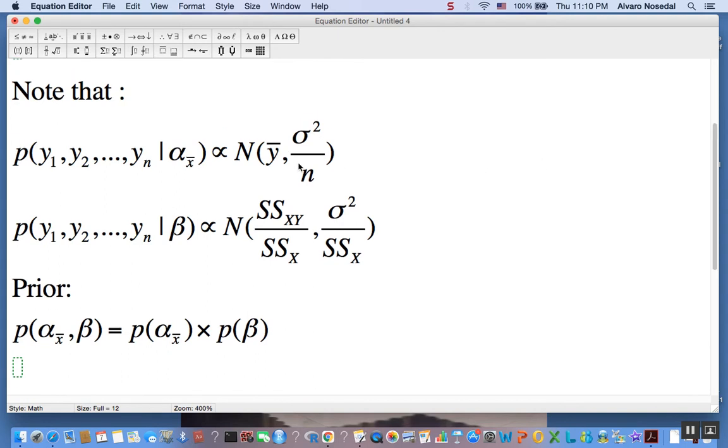Remember that A, uppercase A, the least squares estimate for alpha x bar was y bar. Here you are. Remember that the least squares estimate for beta, uppercase B, was this. So here you are. Those guys are the means for these likelihoods.